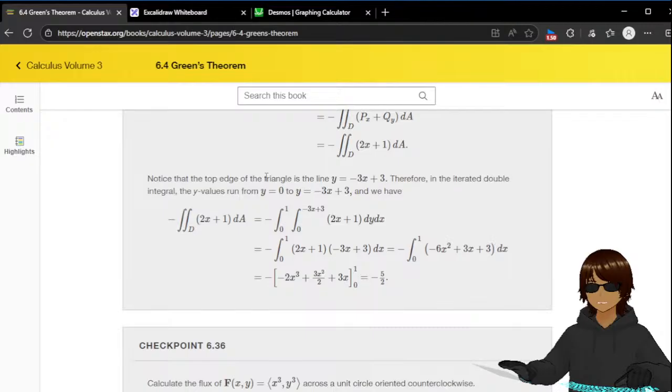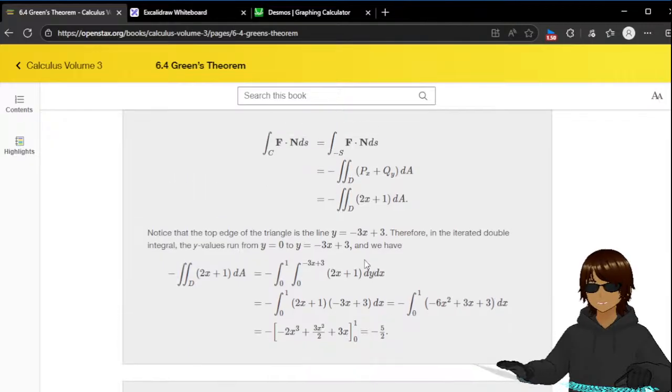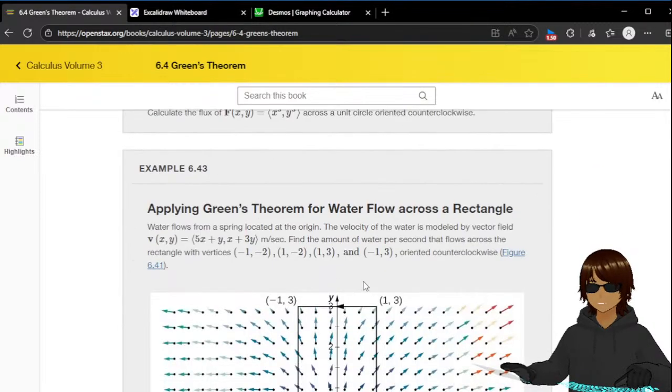Notice that the top edge of the triangle is the line y equals minus 3x plus 3. Therefore, in the iterated double integral, the y value runs from 0 to y equals minus 3x plus 3. Then we get minus 5 over 2.